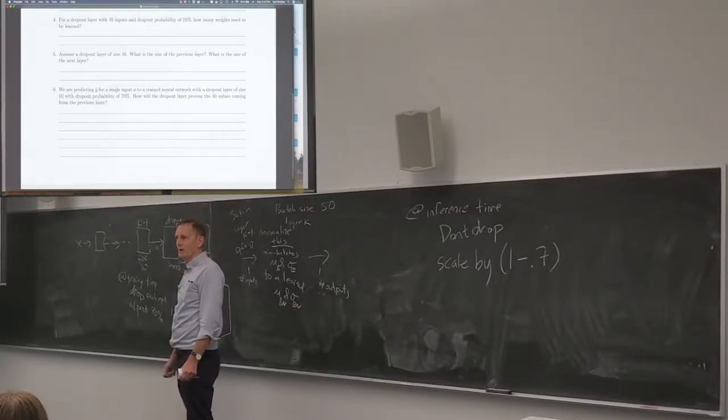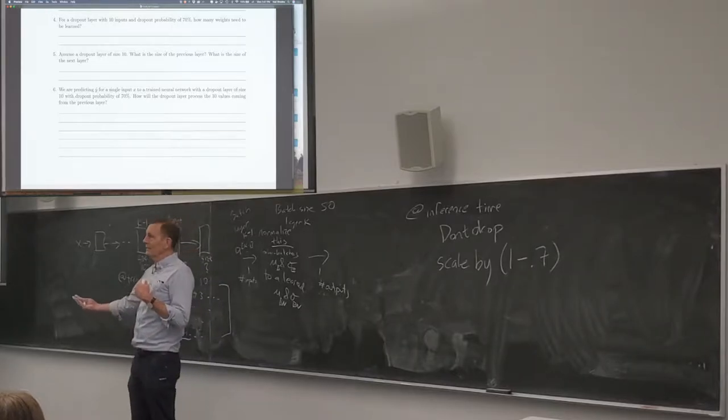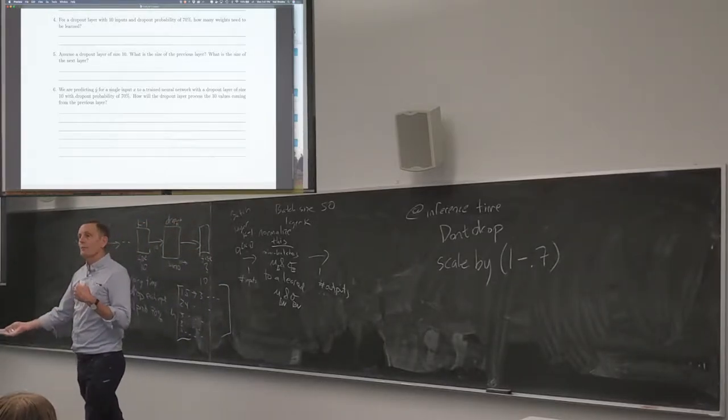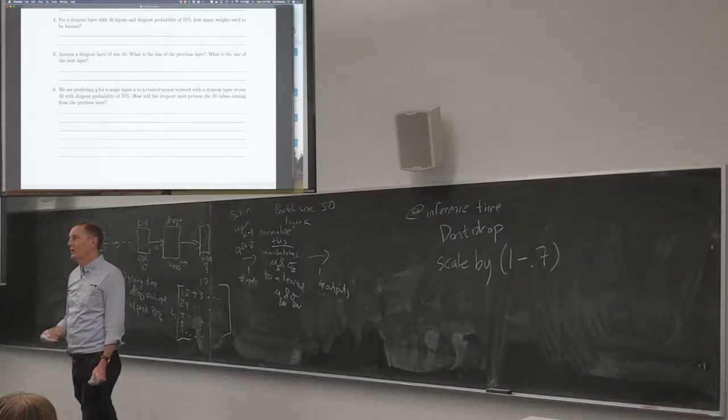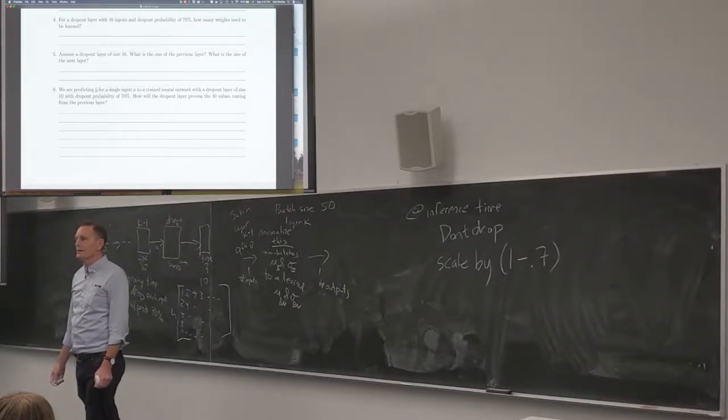So both dropout and batch norm act differently at training time versus prediction time. Most other layers do not. In Keras, is that done automatically, like the scaling and stuff? It's done automatically, yes. And in Keras, there is a flag that basically tells you what mode you're in, so that you could do something different.